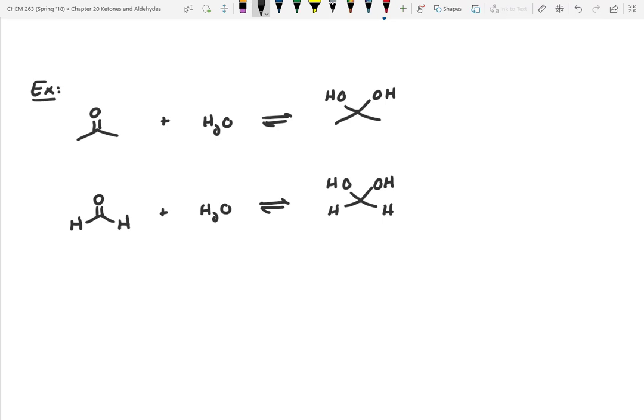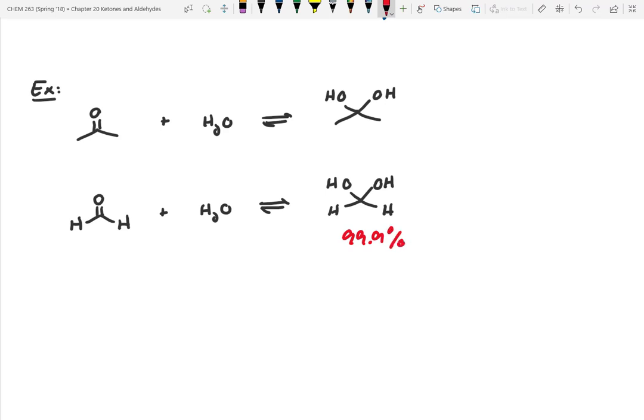Which one's more likely to be on the right-hand side, the top equation or the bottom one? So which one's more likely to form product? The acetone reaction or the formaldehyde reaction? Why formaldehyde? Because it's an aldehyde, right? We just finished saying aldehydes are more reactive. And this is actually proven in labs.